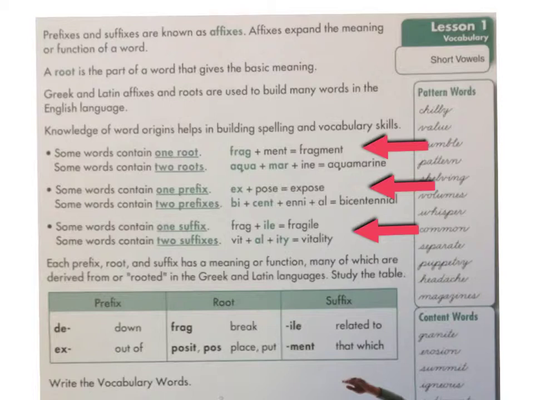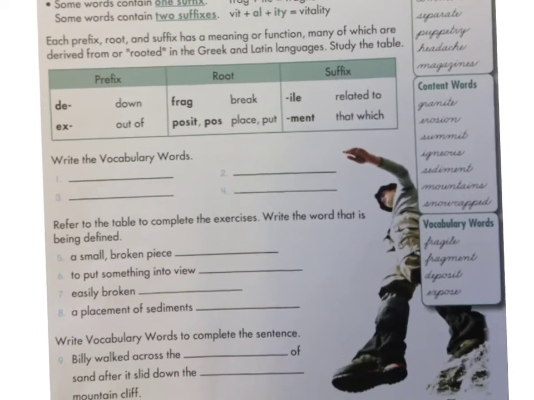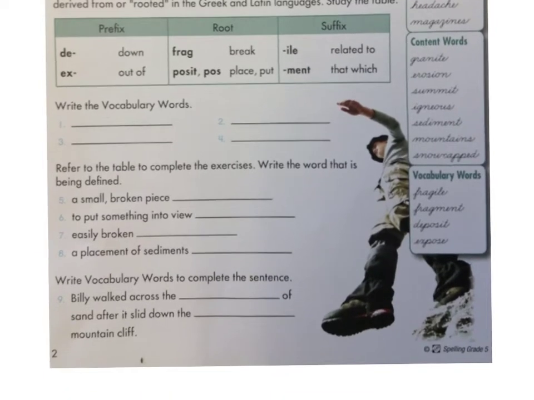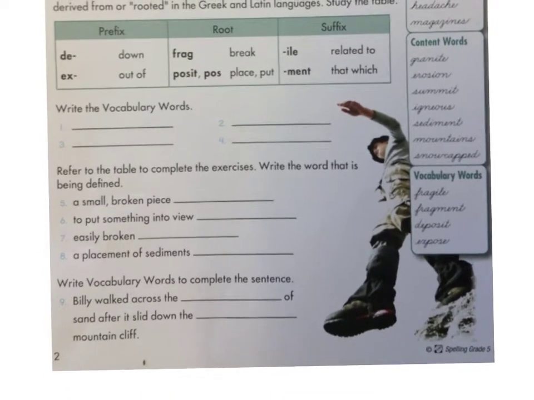Now, most of these affixes are going to be Greek and Latin, and we use them a lot. And so when we look at today's page, we're going to be looking at our 4 vocabulary words. And our 4 vocabulary words are down here at the bottom. Let me get rid of the arrows here and I'll move it up. Alright, our 4 vocabulary words here at the bottom, as you can see, are fragile, fragment, deposit, and expose.